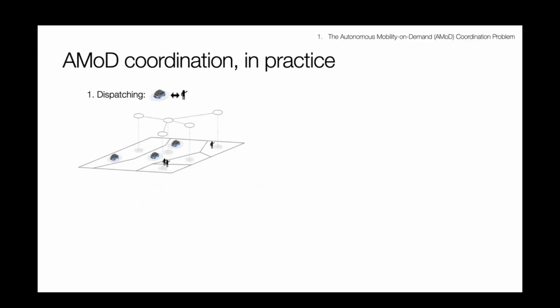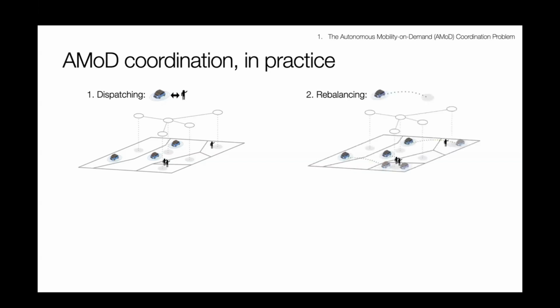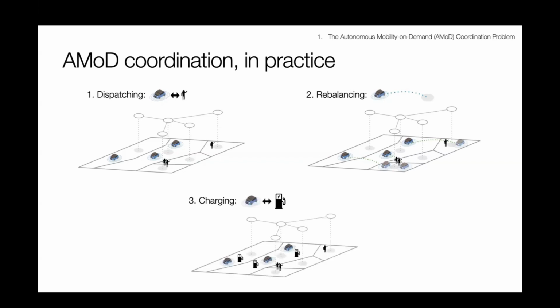Okay, so as Joelle was mentioning before, AMOD coordination in practice entails three, four decision points. The first one is dispatching, that is assigning vehicles to customers that request transportation. The second one is rebalancing, that is for all those vehicles that are not serving requests, we need to choose where to have them roam, ideally to anticipate future demand. And the third one, Joelle was referring to routing. In this slide, we're looking specifically at charging as an additional dimension in the case that the fleet of vehicles you're considering is an electric fleet.